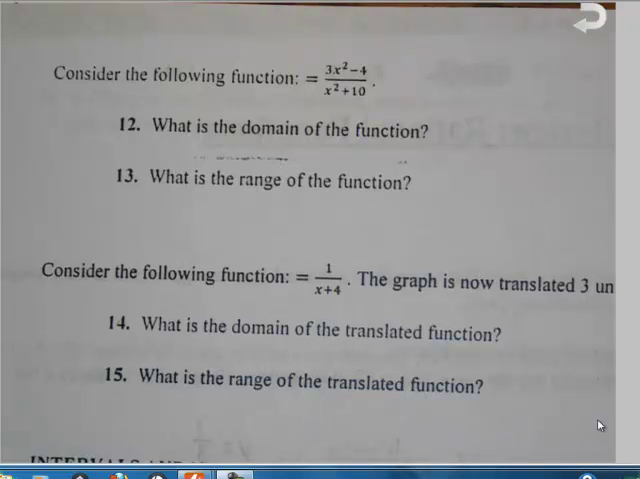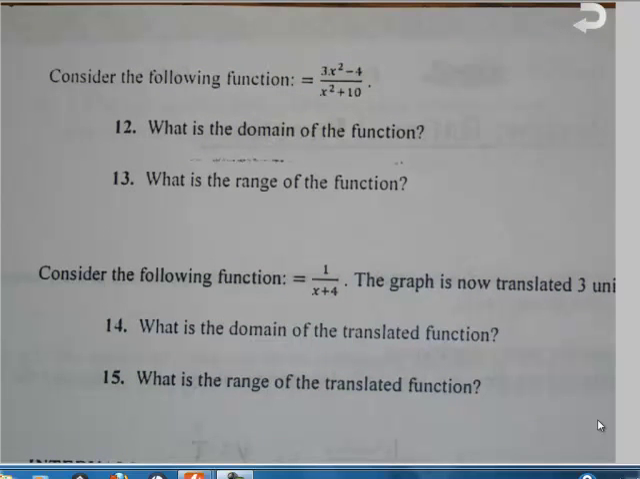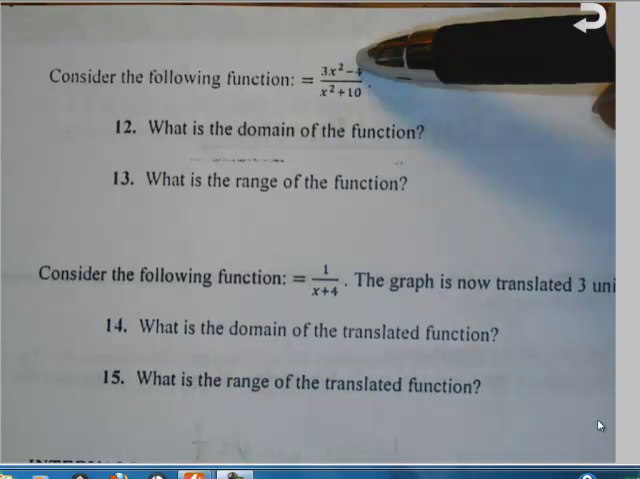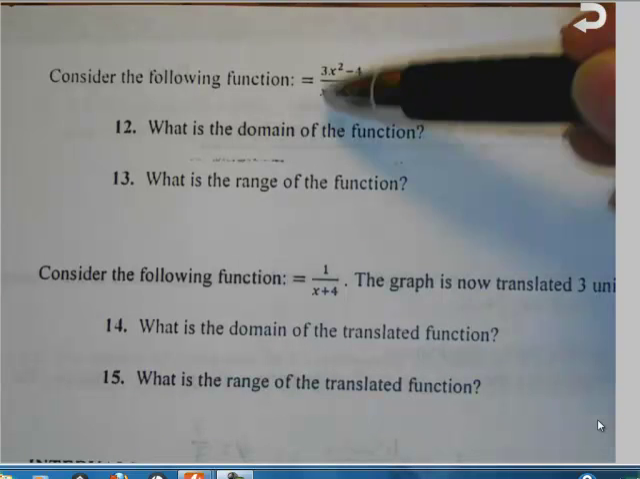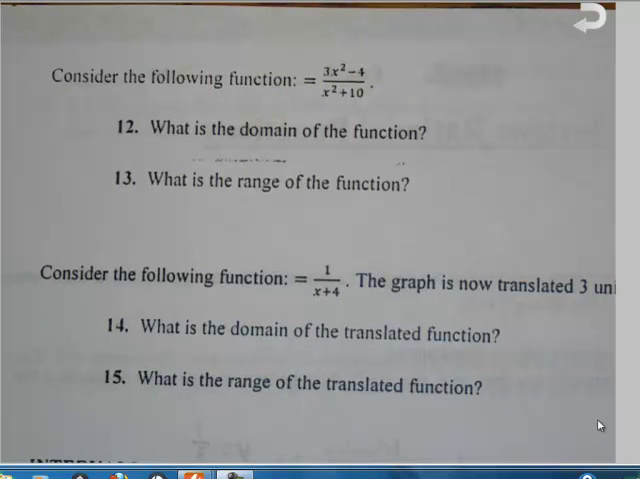Okay, so we're looking at the second page as a separate video. That way it doesn't take me forever to load onto YouTube. So let's take a look at this one. This time they gave us a rational function where the numerator was a second-degree polynomial and the denominator was a second-degree polynomial, and you're being asked to find the domain and the range.